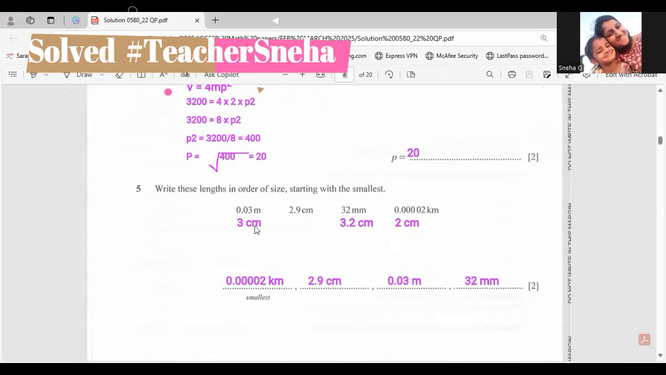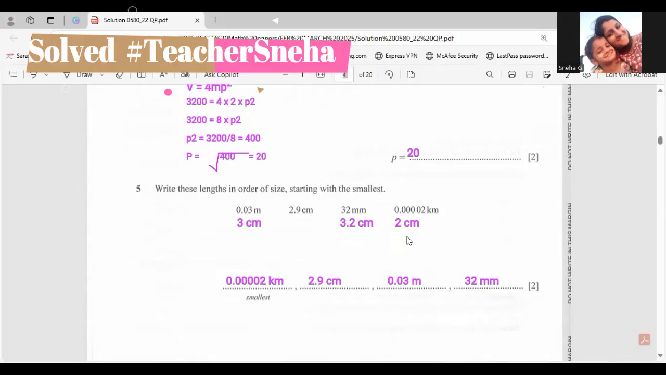So on converting, what I get here is 0.03 meters becomes 3 centimeters. 2.9 centimeters is already in centimeters, so we don't have to convert it. 32 millimeters, you will get it as 3.2 centimeters. 32 divided by 10 you will do. And 0.00002 kilometers multiplied by 10,000, I will get the answer as 2 centimeters.